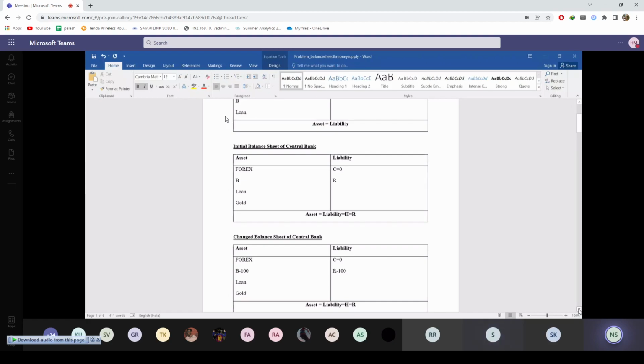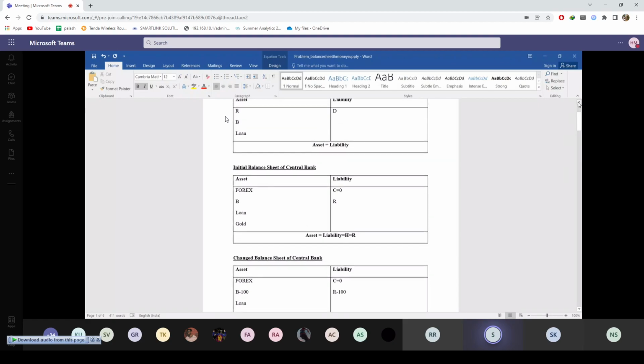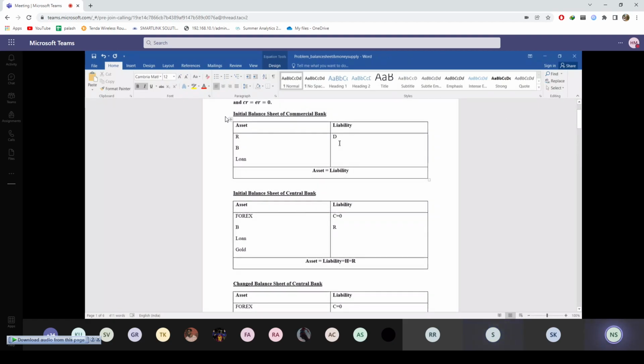So R plus 100, D plus 100. So I said R minus 100 and R minus 100, D plus 100. D will be 200 plus or minus? Plus. Plus 100. Okay. Then is it balanced?